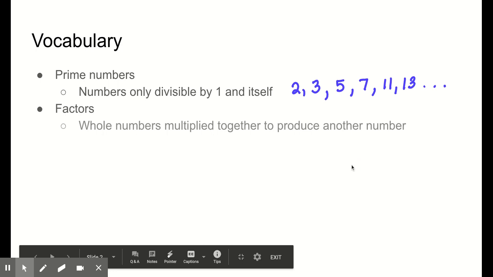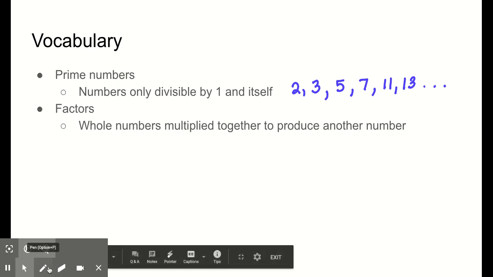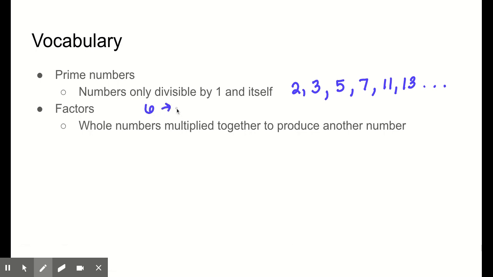Factors are whole numbers multiplied together to produce another number. So, for example, the factors of the number 6 are 2 and 3, because 2 and 3 equals 6, or 2 times 3 equals 6. The factors of 9 are 3 and 3, because 3 times 3 equals 9. Now, other factors of 6 could be 1 and 6, and other factors of 9 could be 1 and 9.